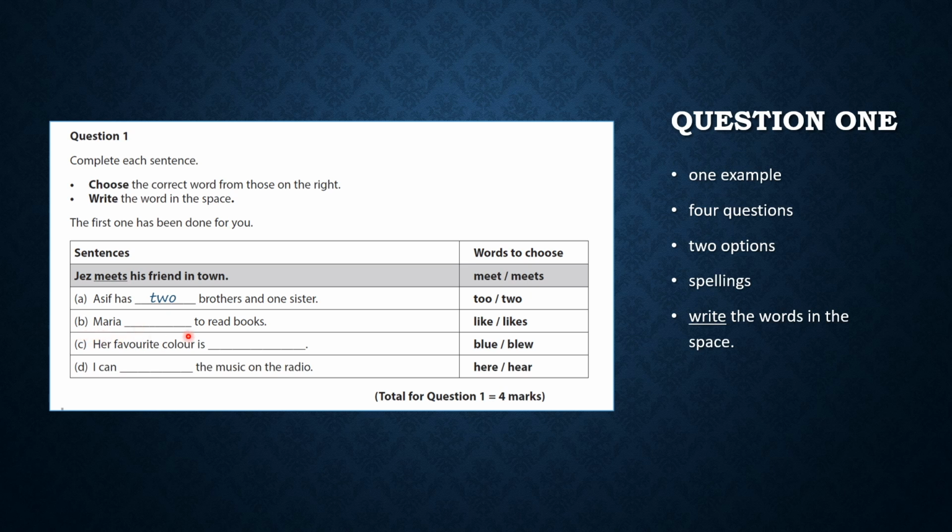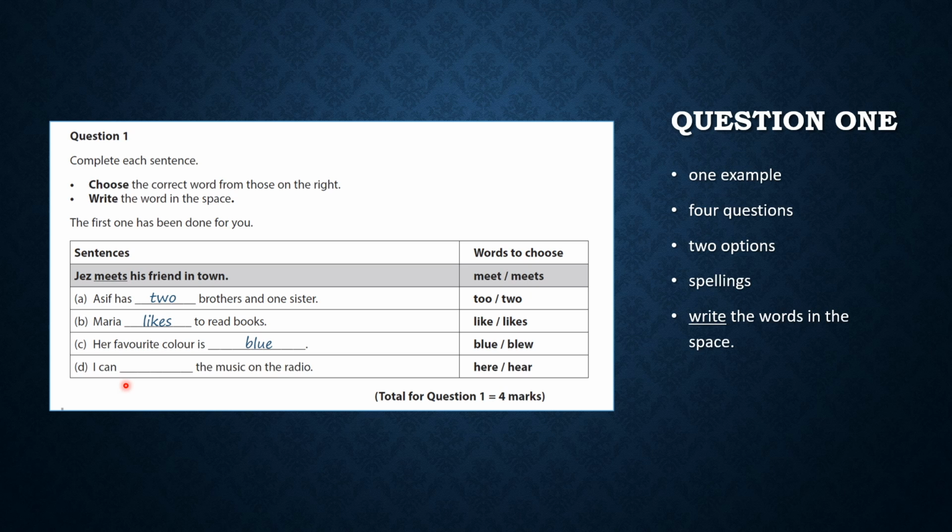We're looking at B. We have Maria blank to read books. And the options here are like or likes. This is the grammar question. Maria, we know, is a woman or a girl. So we need likes because Maria likes to read books. C, her favourite colour being our clue, is blank. So we've got two more homophones, blue or blew. But we know that the colour is spelled B-L-U-E.